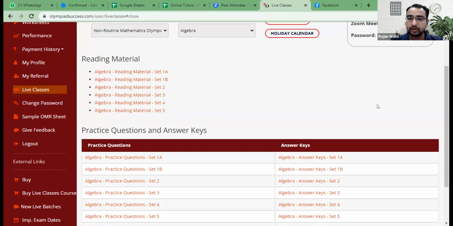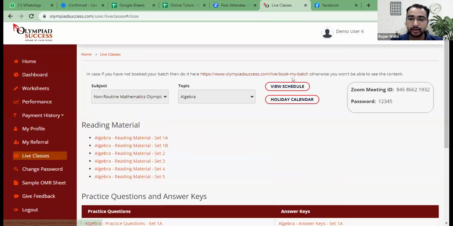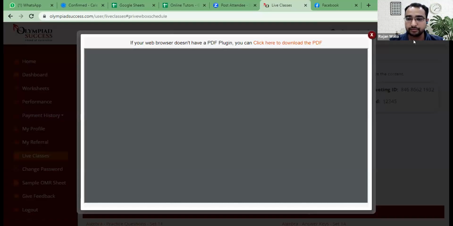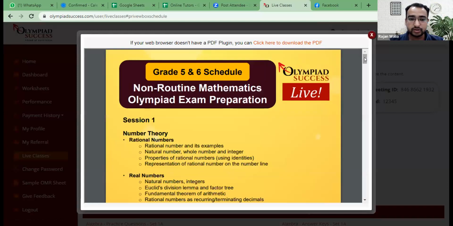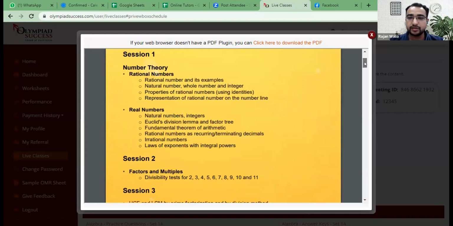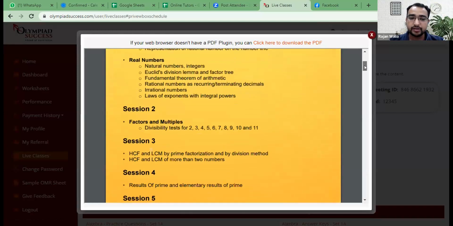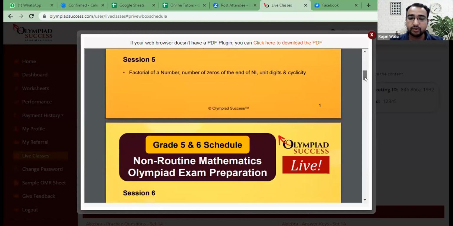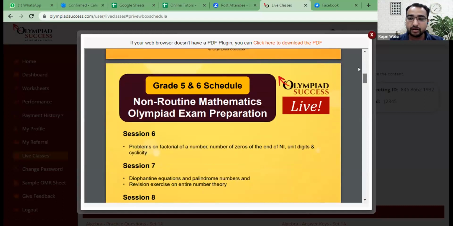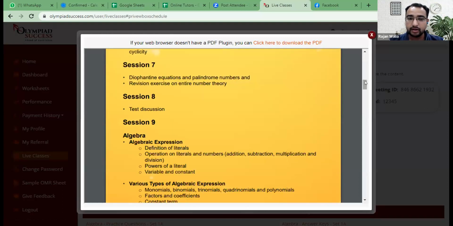Other than that, students, you can also access the schedule here, like in which session, which topic we are going to cover. Just click on schedule. So this is the schedule. Like in session 1, we'll cover number theory, and in session 2, session 3, session 4, session 5, 6, 7, we are going to move with this topic only. Okay, and then just wait a second. I think it is loading. Yeah, and then in session 8, there will be a mock test.